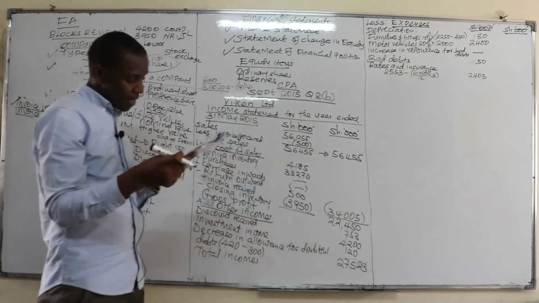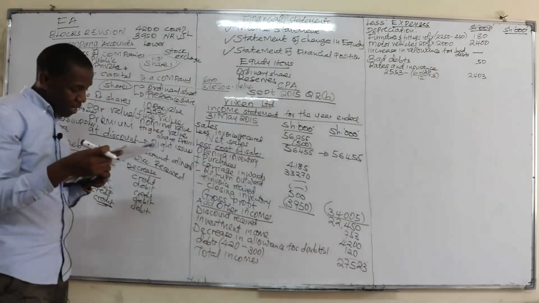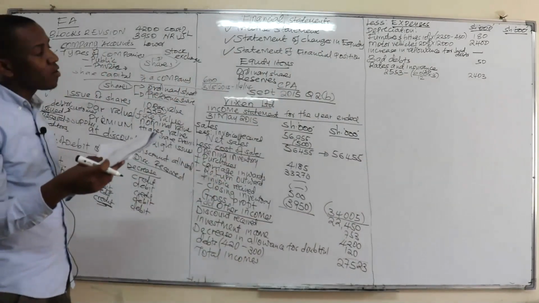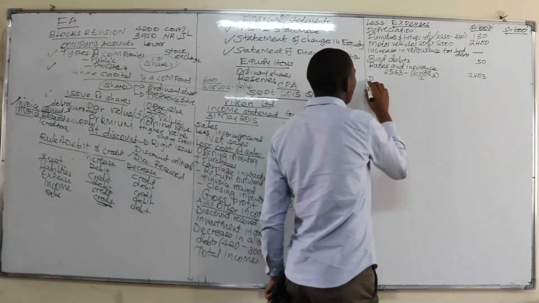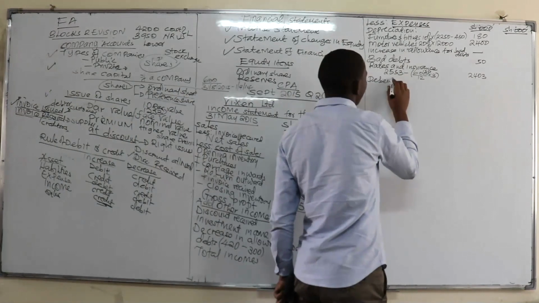24.03. Then we continue. Provision for accrued debenture interest. First, let's know the debenture interest.